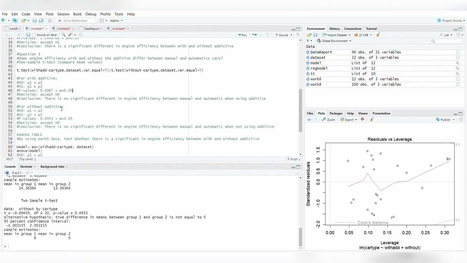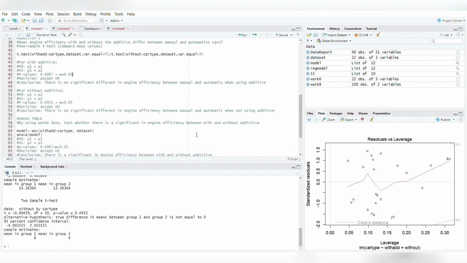For without additive, the p-value is 0.5953, which is bigger than alpha. The decision is we must also accept H null, and the conclusion is also there is no significant difference in engine efficiency between manual and automatic when not using additive.